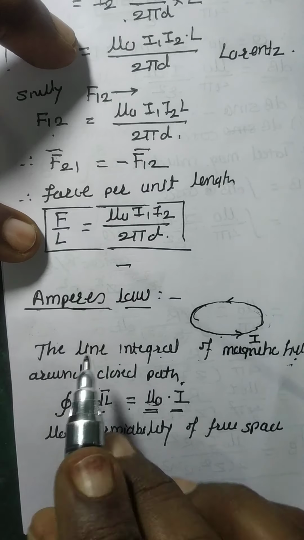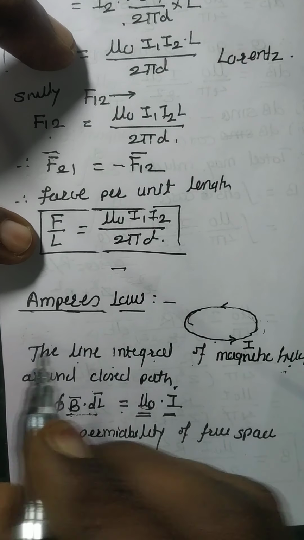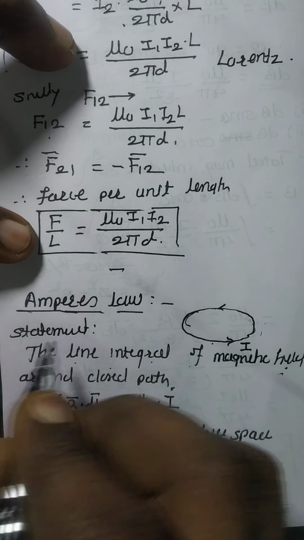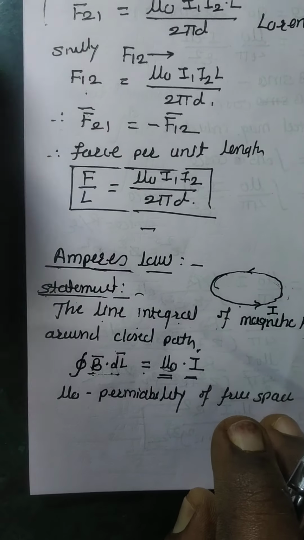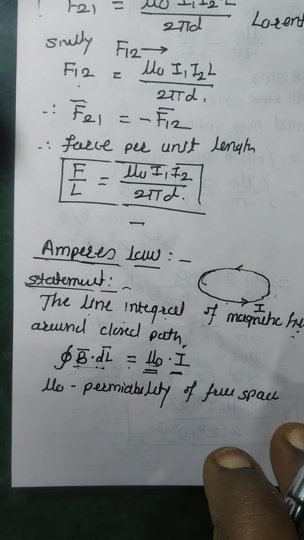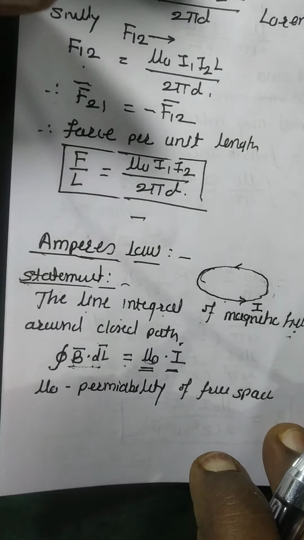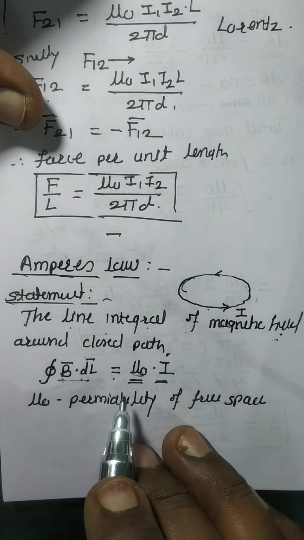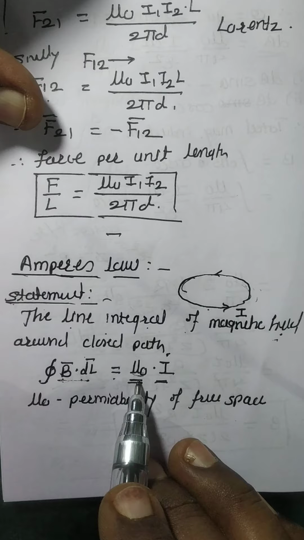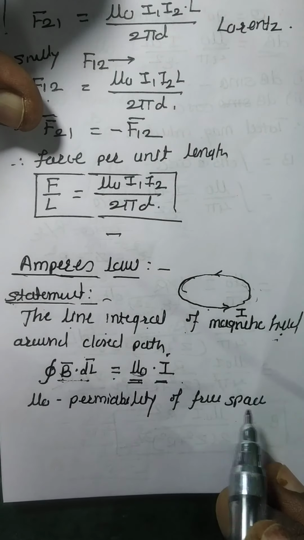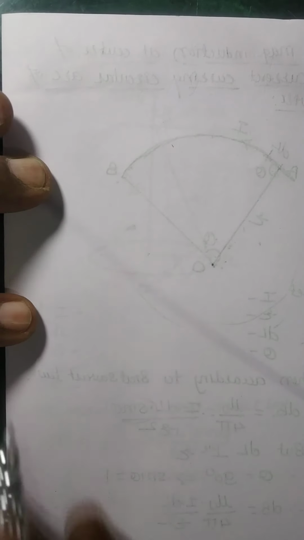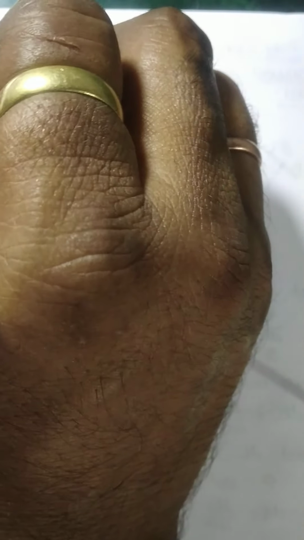Now we have to see the proof. Statement, हे झालं त्याचं स्टेटमेंट. What is Ampere's law? The line integral of magnetic field around any closed path is equal to mu naught times current flowing through that closed path. आता याचा प्रूफ बघा. प्रूफ.